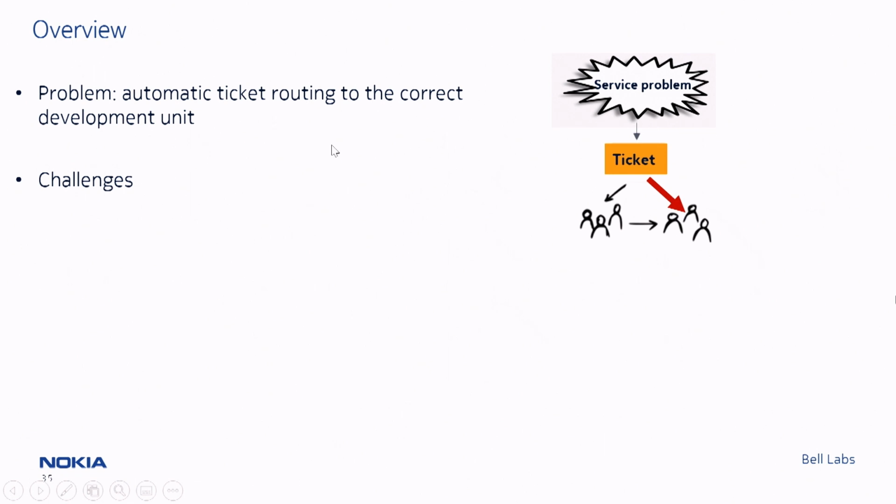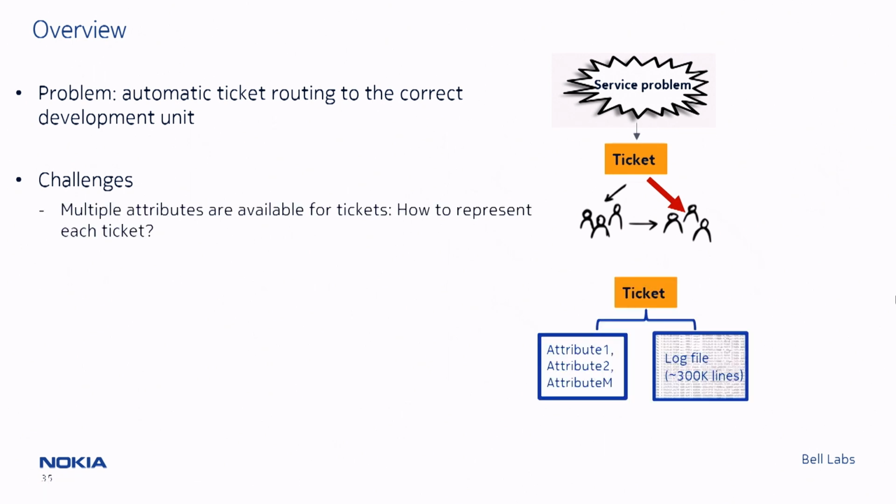But there are multiple challenges related to this task. First of all, a ticket is associated with two sources of information. The first source is the attribute level information, which is structured information, and each ticket also has multiple log files attached. In this project, we only focus on the first source of information, and we are investigating in future work how to take advantage of the log files.